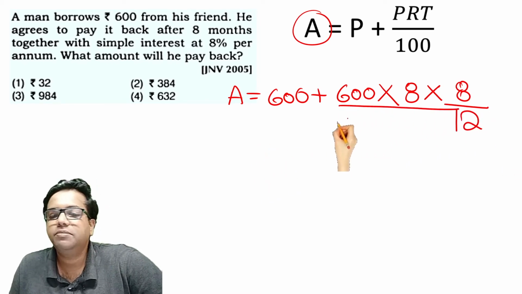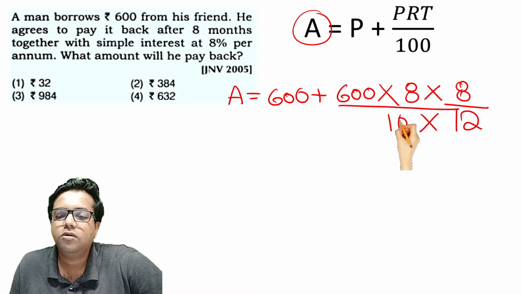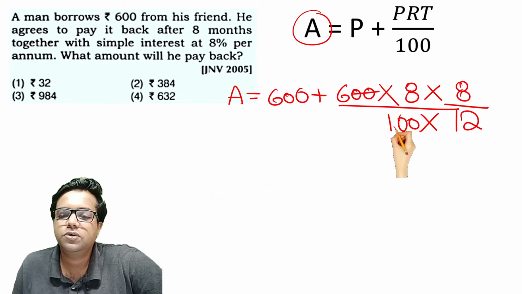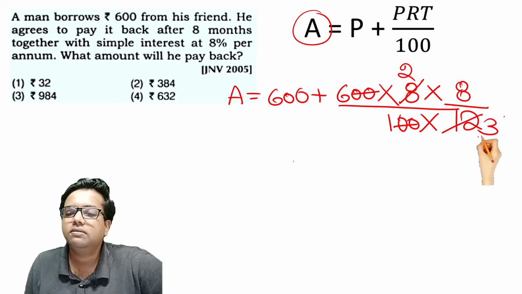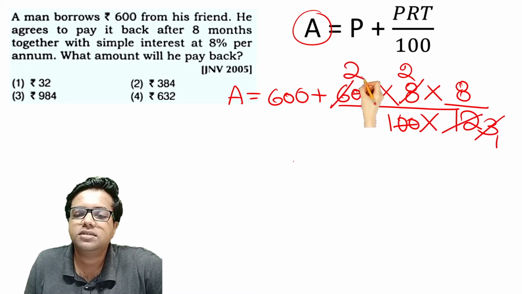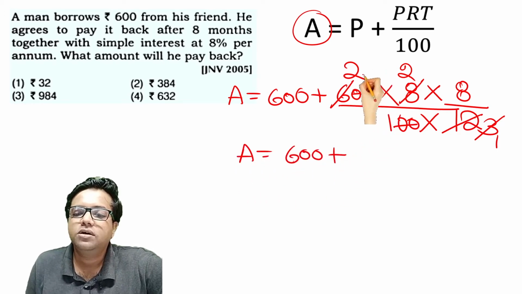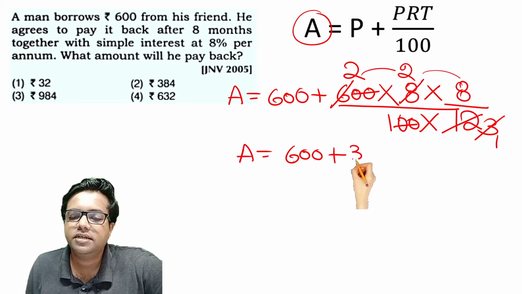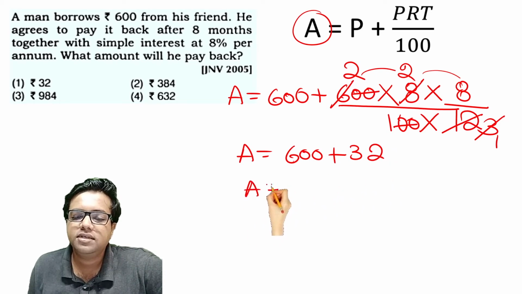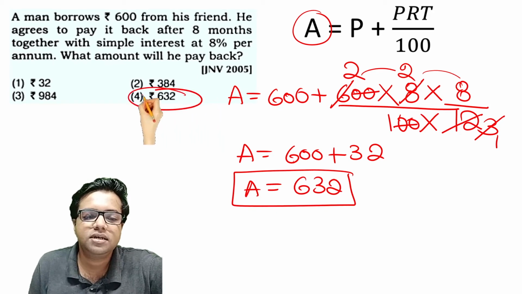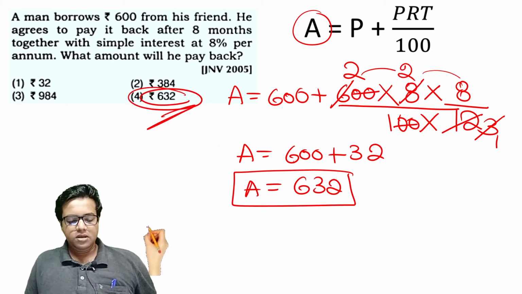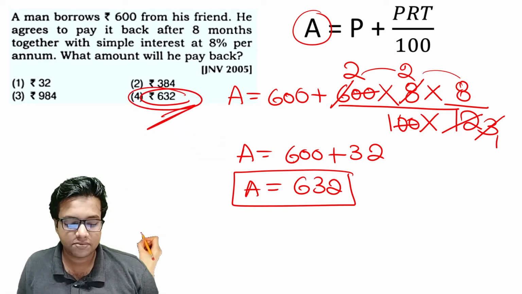Okay, 8 by 12, and the denominator you always have 100. So 2 zeros go away. 4 2s are 8, 4 3s are 12, right? 4 3s are 12, 3 1s are 3, 3 2s are 6. The amount will be equal to 600 plus 2 2s are 4, 4 8s is 32, which will give you 600 plus 32 will give you 632. Option 4 is the right answer for this question.